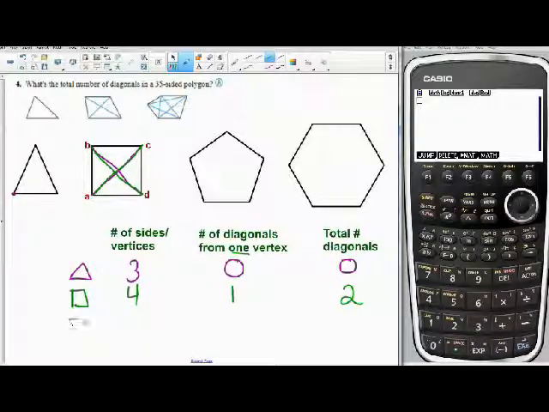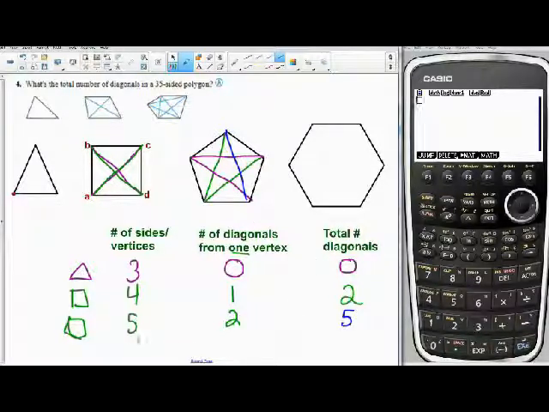Now we're going to do the pentagon. 1, 2, 3, 4, 5. And we have 5 of these vertices. Now from one vertex I can go here, I could go here, and that's about all I can do. But I have a lot more than that. I can go from this guy right here to here, and I can go from this guy over to here. And I can have lots of double counting going on for this. So I have a total of 5 diagonals. 1, 2, 3, 4, 5. Do you see them? So I have 5 of these.